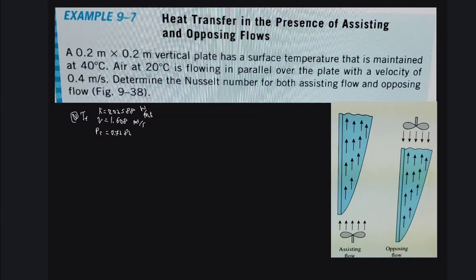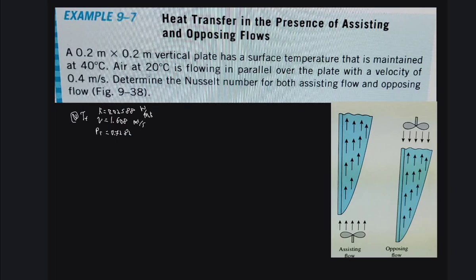Today we are going to look at heat transfer with opposing, assisting flow, or opposing flow. So we have natural convection that makes this want to go up, but we have flow that's forced convection trying to help it up or make it go down. And so we're going to determine the Nusselt numbers for each of these.